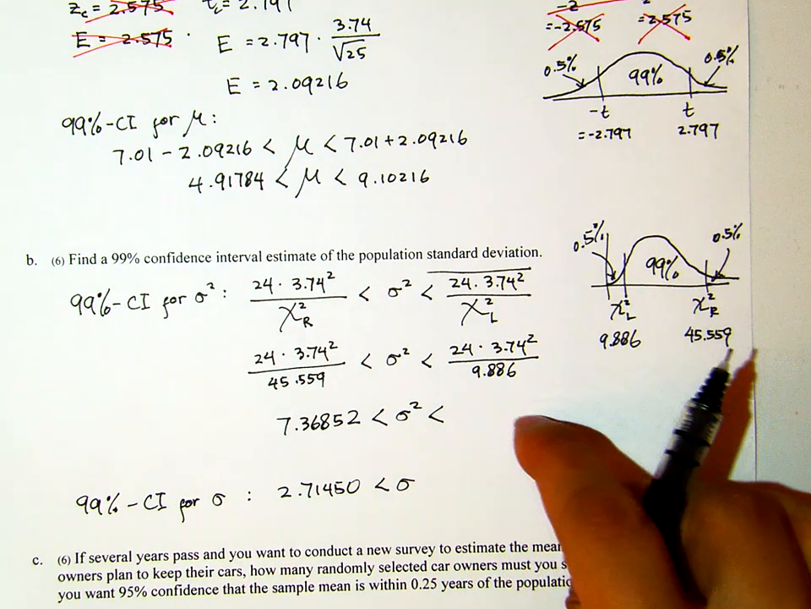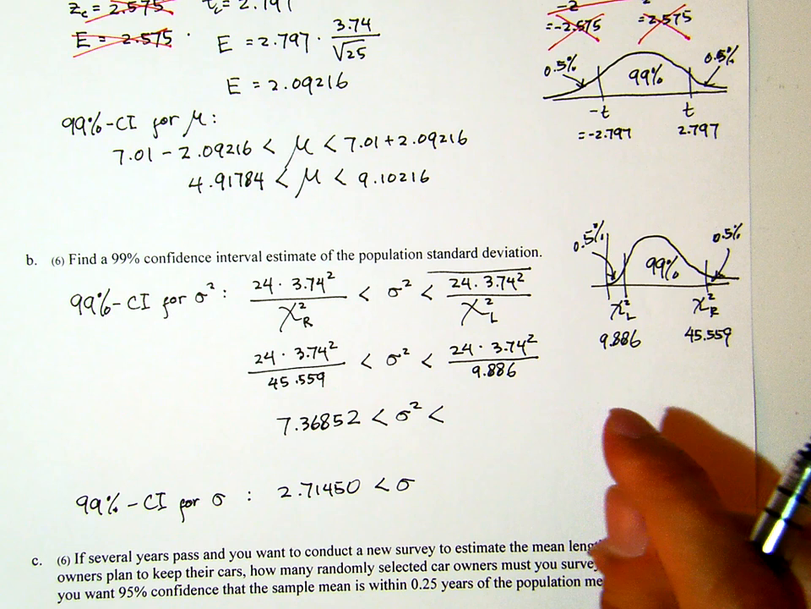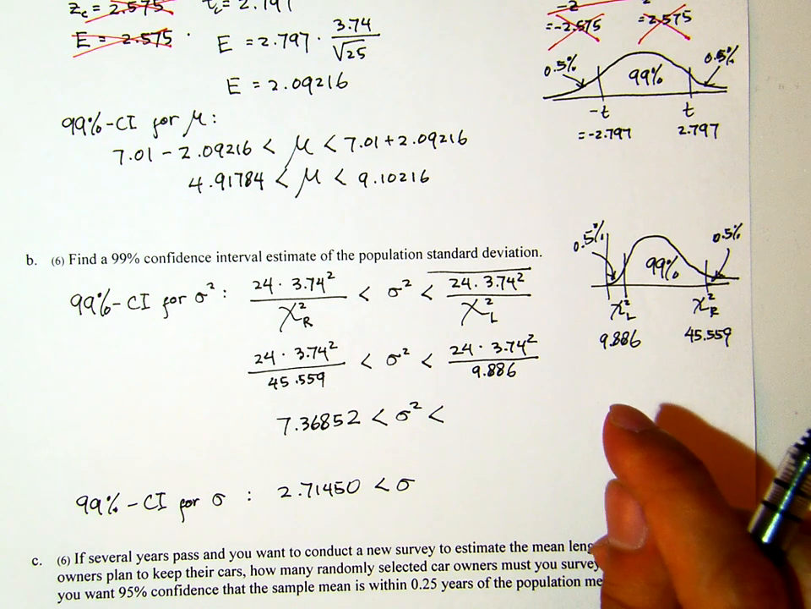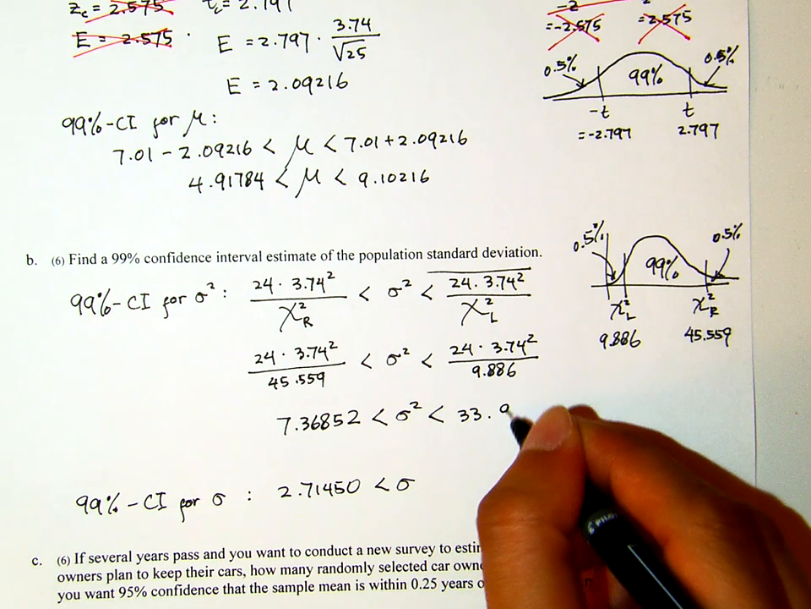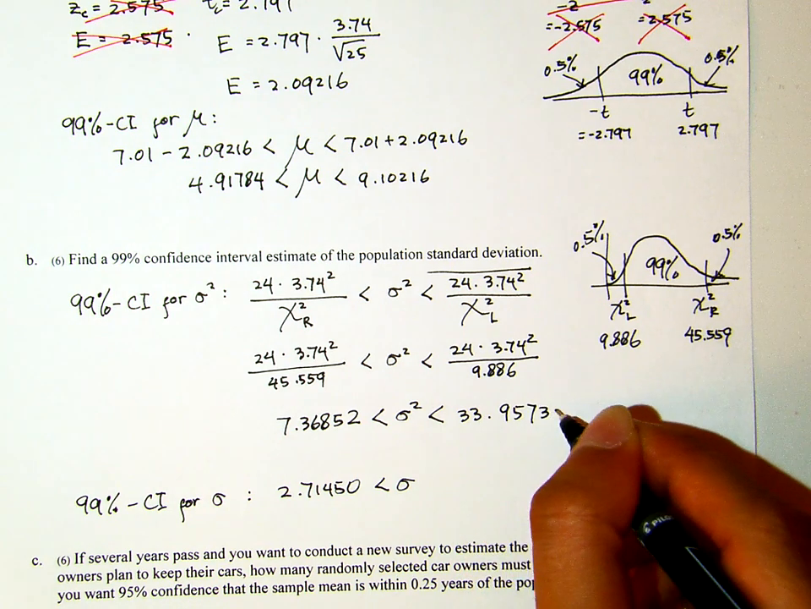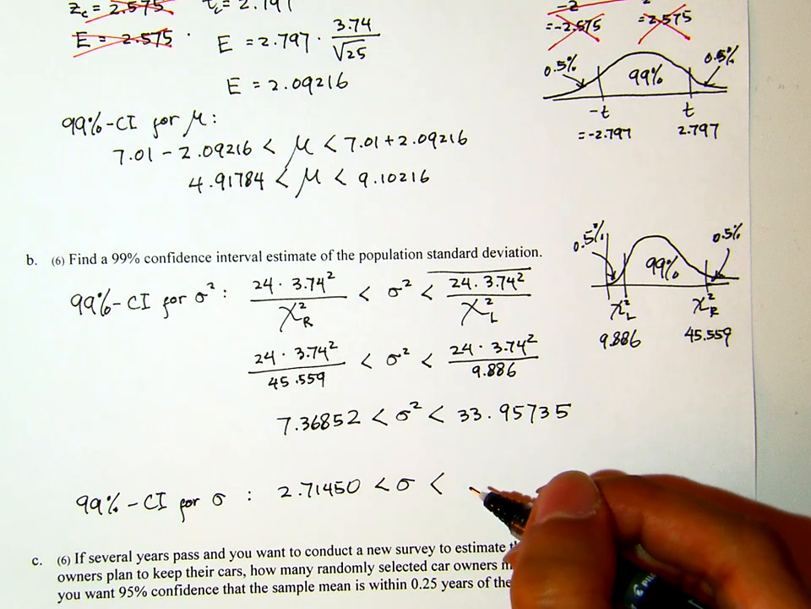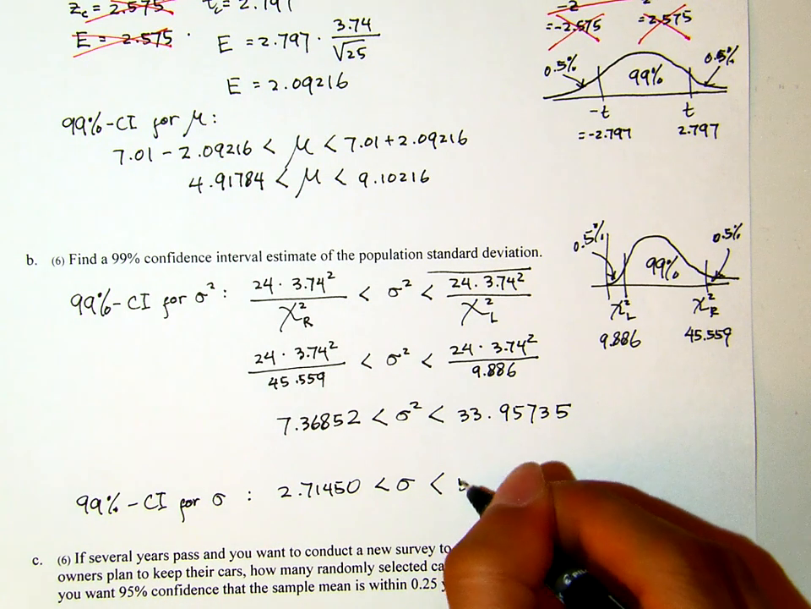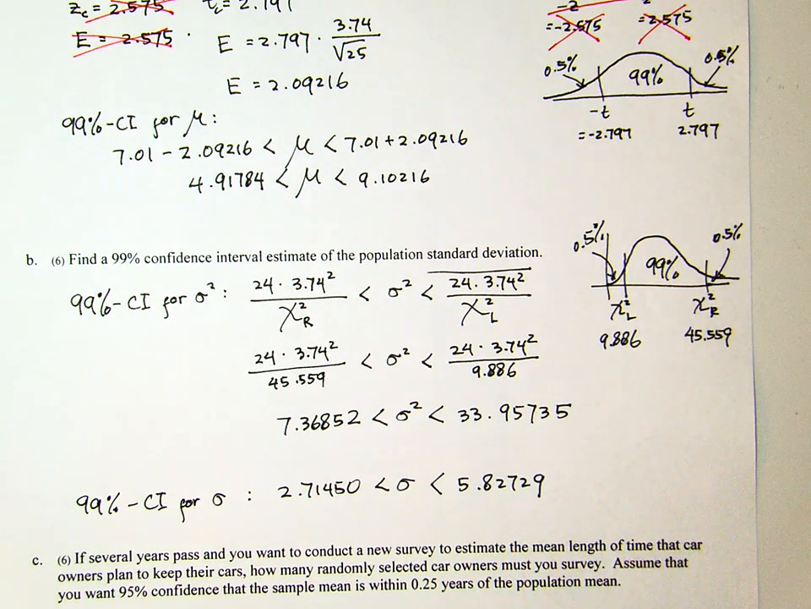Okay, let me go on with the right hand side computation. Divided by 9.886, I get 33.95735, and then when I take the square root of that number, I get 5.82729. Okay, now I get the 99% confidence interval estimate of the population standard deviation.